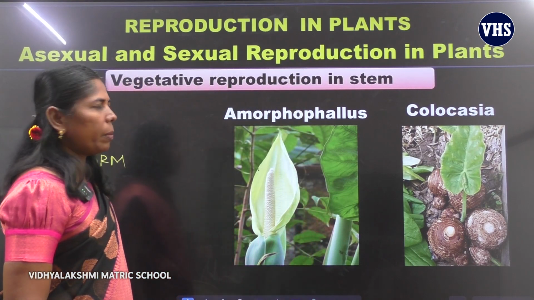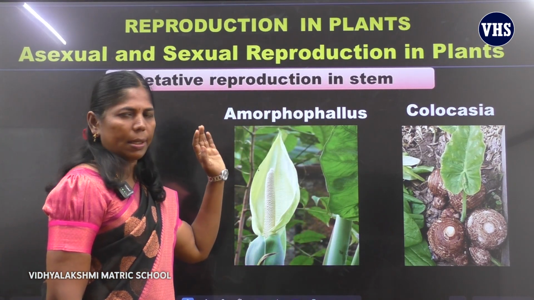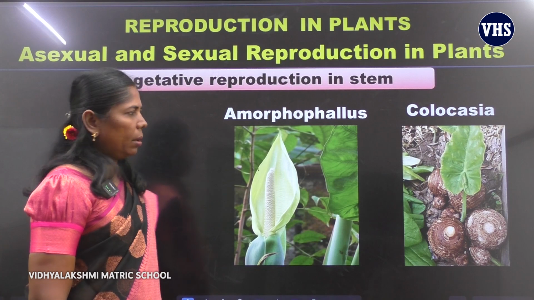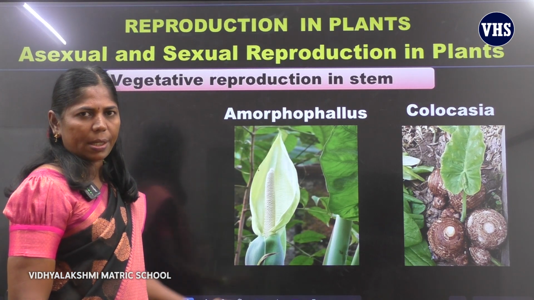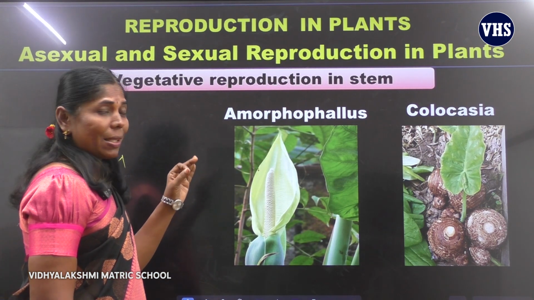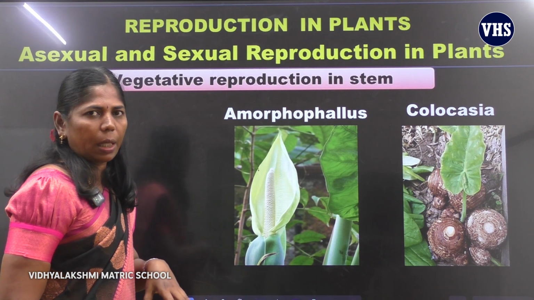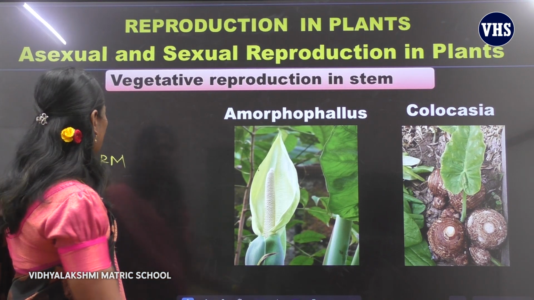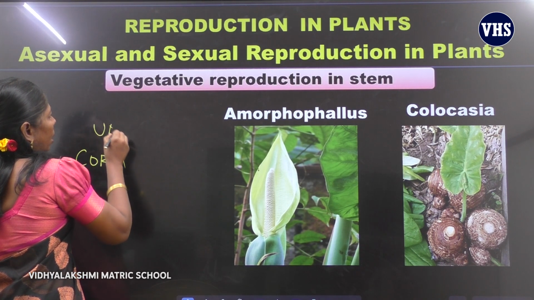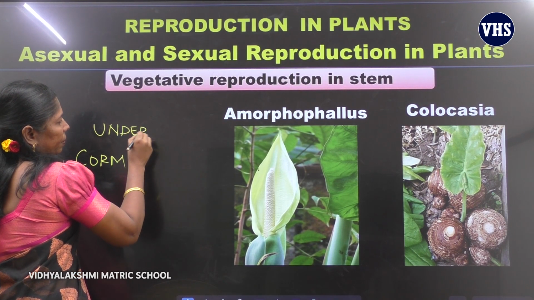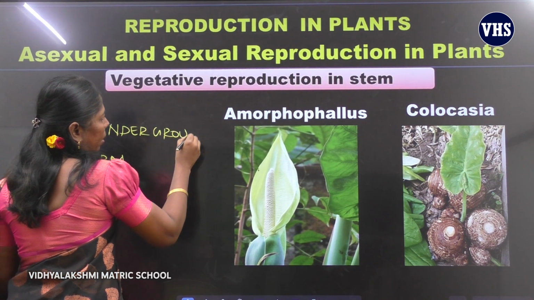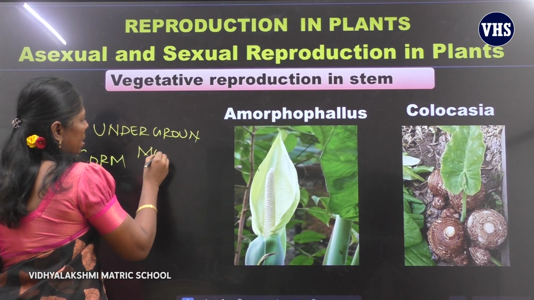So an example for the corm is Amorphophallus, and another one is Colocasia. Amorphophallus, another one Colocasia. These are not a subaerial modification. This is an underground modification. That is, everything that is inside the ground we call underground modification. So this is the underground modification of the stem.